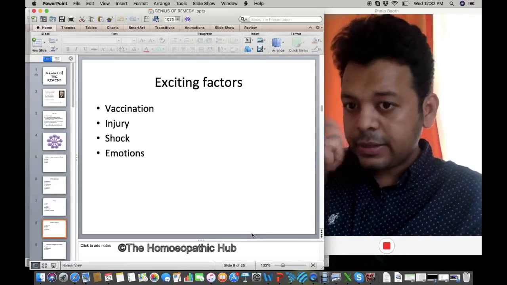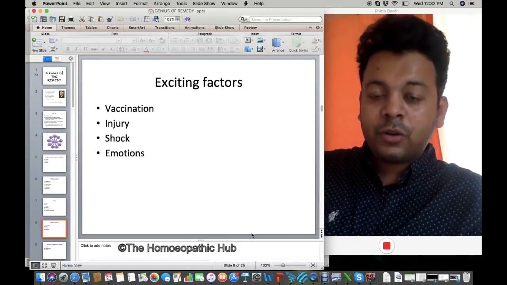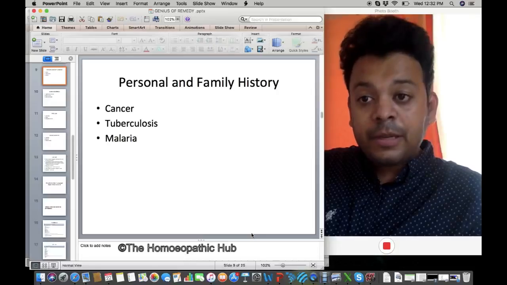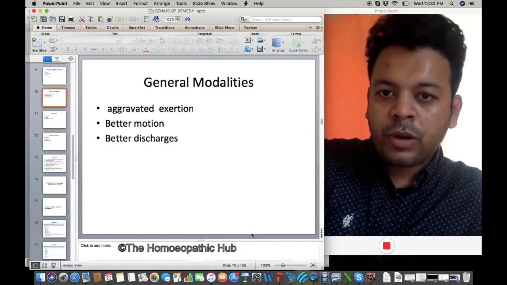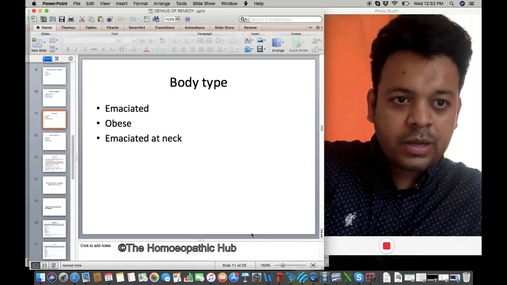Exciting factors. We need to understand exciting factors. For example, vaccination. We think Thuja, it could be Antimonium tartaricum, it could be Malandrinum. Personal and family history could be very important. General modalities, I spoke to you about this. Body type is also very important to understand the genius of the remedy.